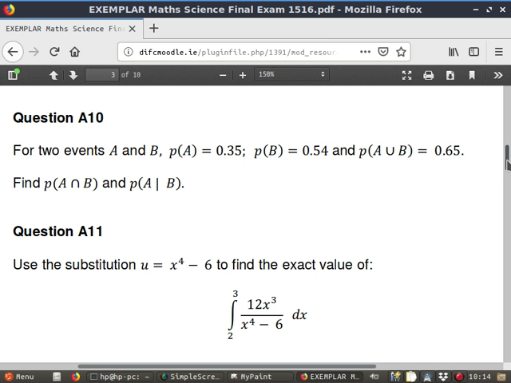I forgot, sir. The U is and or? Tell me what you think first. The U is or. Yes. And that's and. Yeah. Okay. A dash B is A given B, right? This is A given B, yeah.